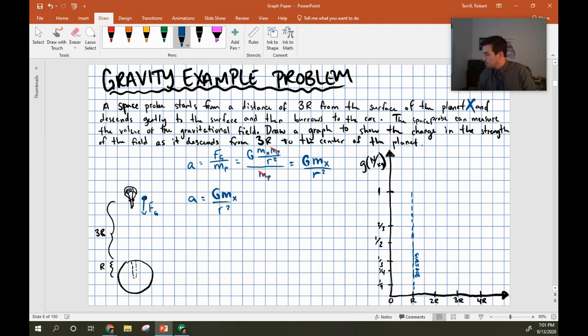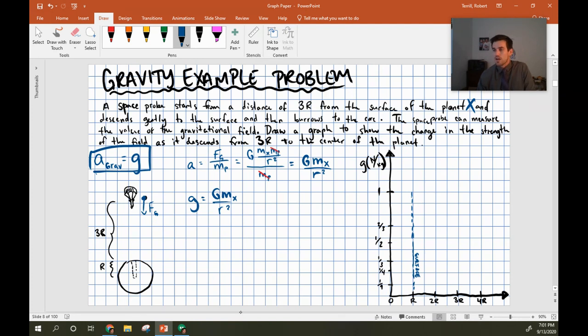Now what we want to do is recognize that this acceleration right here is the acceleration due to gravity, because gravity is the only thing that's affecting this probe as it goes down. And that means it's the same thing as the strength of the gravitational field. The acceleration due to only gravity, or the free fall acceleration, is equal to the strength of the gravitational field. So if you can find one, you can find the other, like we just did.